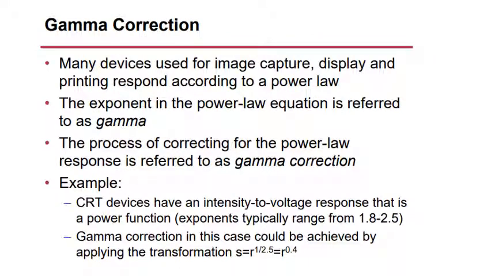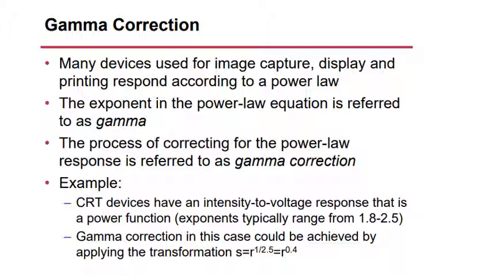This transformation, the power law transformation, or what we call the gamma transformation, we can also call gamma correction. Many devices used for image capture, display and printing respond according to a power law. That's why in that equation the power is gamma. The exponent in the power law equation we refer to as the gamma, and the process of correcting for the power law response is known as gamma correction.